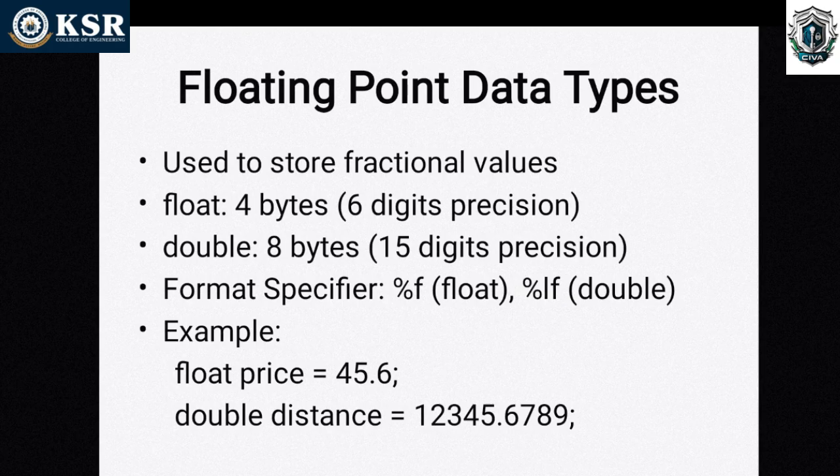Here, let's see the example for floating point data types. float price = 45.6; double distance = 12345.6789; This is an example for floating data types.